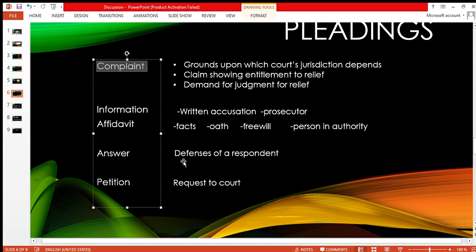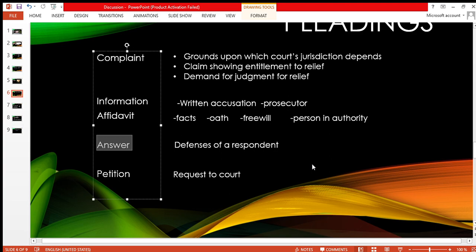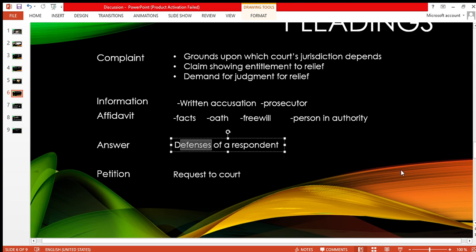You file a complaint against A. A will make his answer to your complaint. Okay? So what will he put in his answer? His grounds or his defenses. He will say, I specifically deny paragraph 1 of the complaint. The truth of the matter being, he will put what his side is, what his grounds are for contesting paragraph 1 of your complaint.